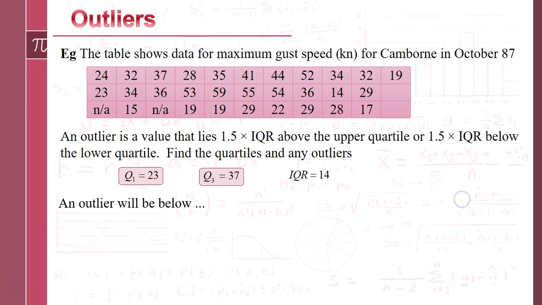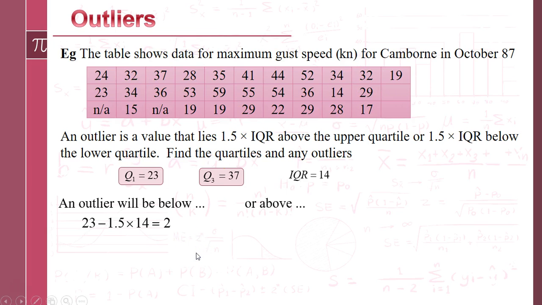So if we start off by looking at our outliers, they're going to be below the lower quartile. So we're going to take our lower quartile, which is 23, and take off 1.5 lots of 14. So let's do that, and we get an answer of 2. So anything with a maximum gust below 2 knots is going to be an outlier. And as you can see, we haven't got any of those.